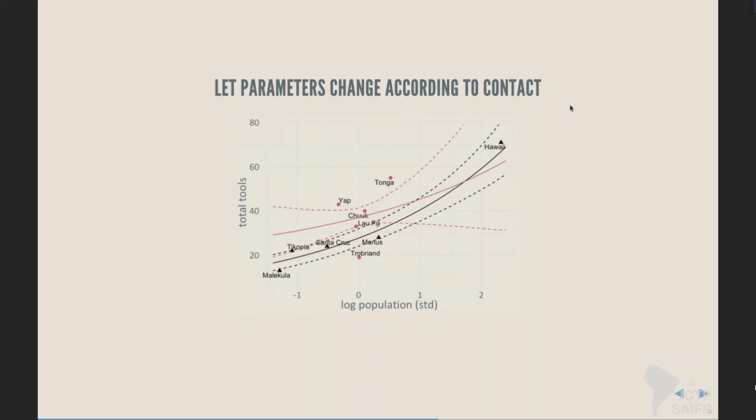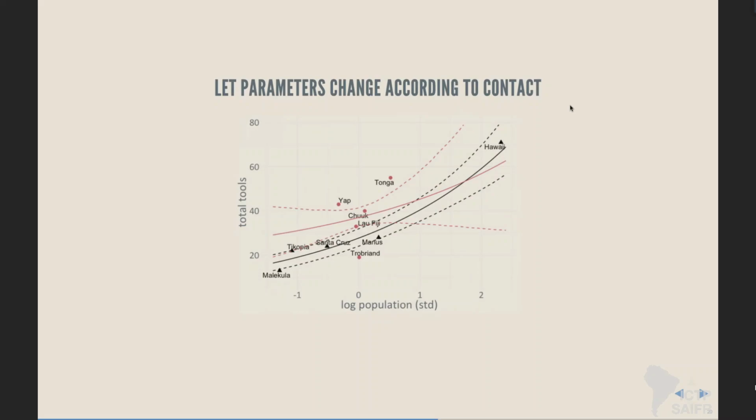So one thing it predicts is that at some point, the two lines will cross here and the low contact populations will supersede the high contact populations in number of tools, which is kind of weird, right? You would think that the interactions between populations would always lead to having more tools because you have an effectively larger population size, right? It doesn't have a lot of information in this region, so the confidence intervals are really wide.